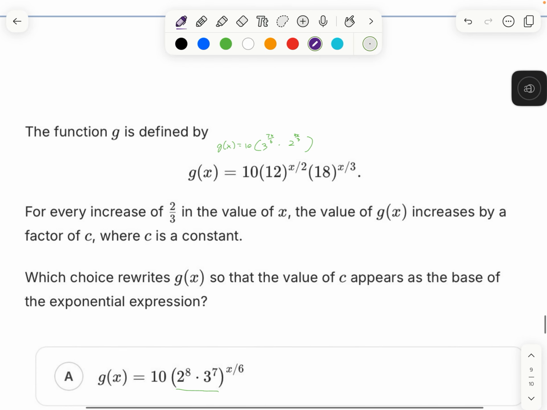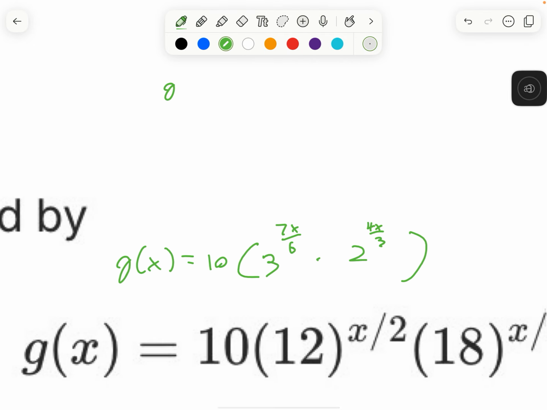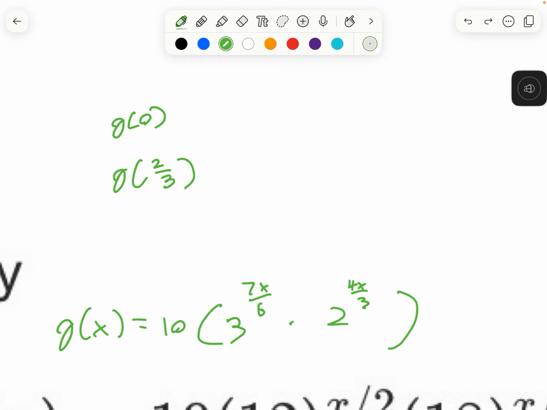Okay, now our second step is to find that factor of c. You'll notice that it only increases by a factor of c when you increase the value of x by 2/3. So what that means is, let's say you have g of 0. We're trying to find how much it increases by when you go to g of 2/3, because from 0 to 2/3, that's a 2/3 increase in the value of x. We're trying to find what factor g of x increases by.